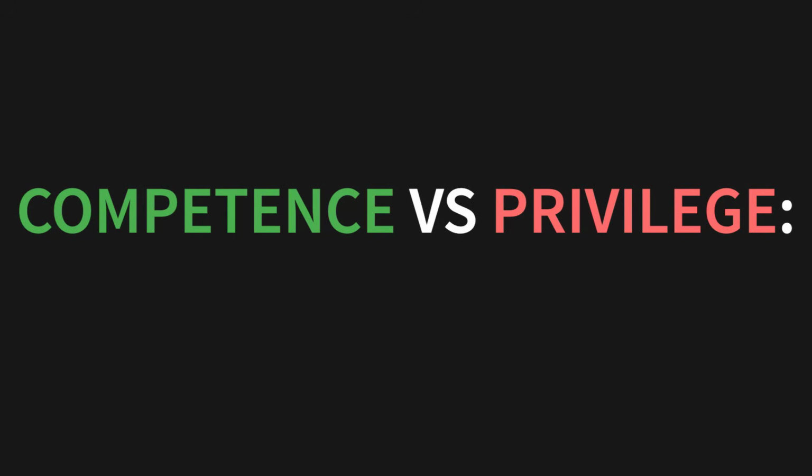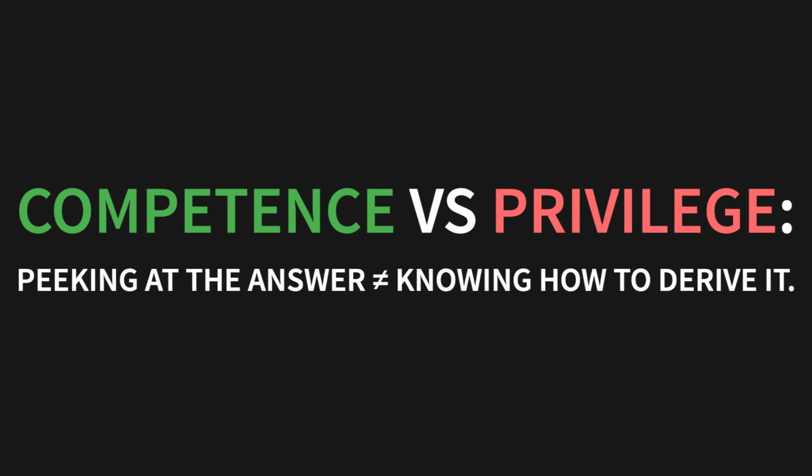So why did it backfire? It comes down to competence versus privilege. On our toy, a competent teacher can take 2 plus 3 times 4 and derive 14 by itself. A privileged one just reads 14 off the answer sheet. And peeking at the answer is not the same as knowing how to derive it. It just makes you good at rationalizing backward.